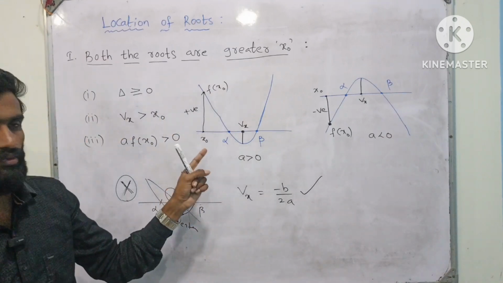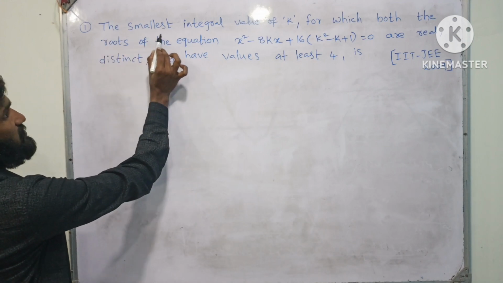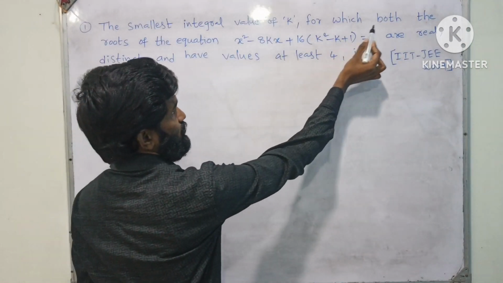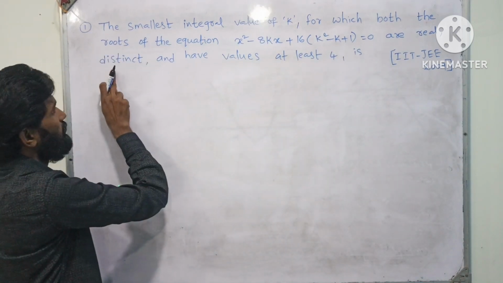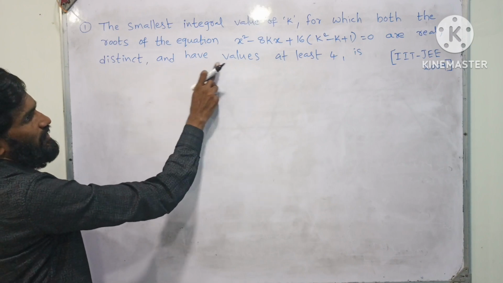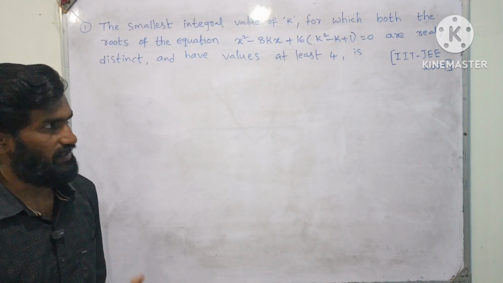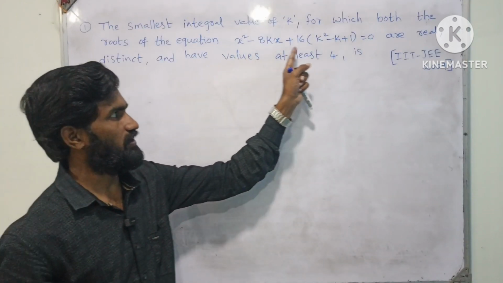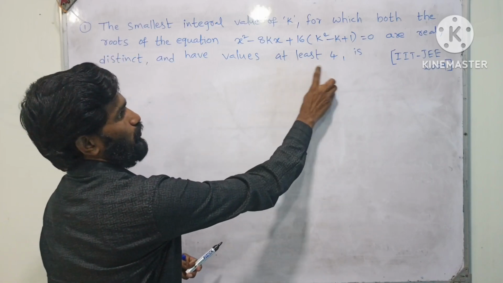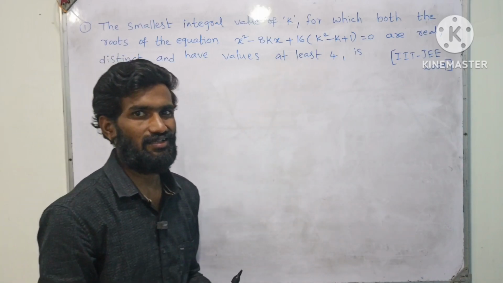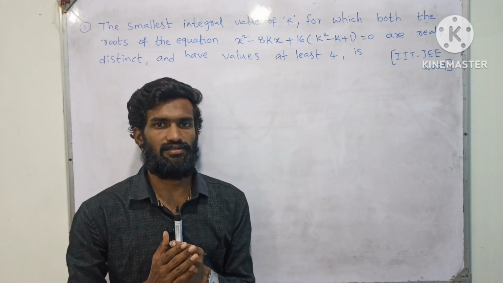Now we'll solve a problem based on this concept. The question is: the smallest integral value of k for which both the roots of the equation are real and distinct and have values at least 4 is. So what he is saying is, for this quadratic equation we have two roots, and those two roots are at least 4. At least 4 means 4 or greater than 4.